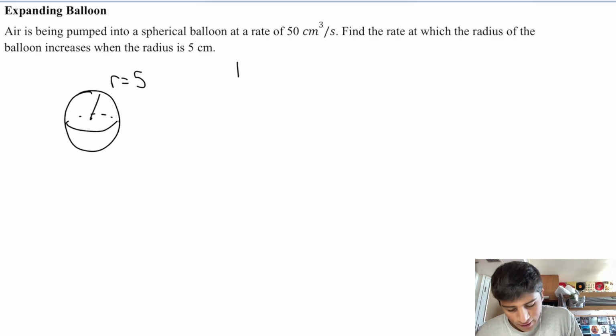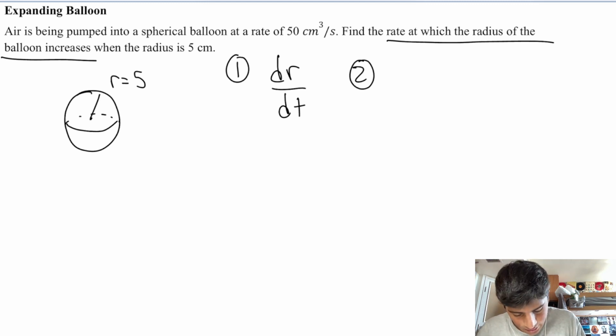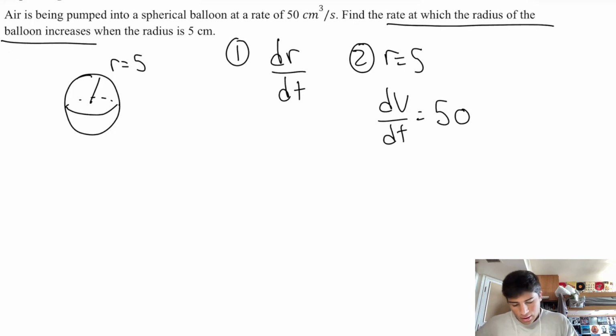But let's start with finding what we want to find, the rate at which the radius of the balloon increases. Rate of change of the radius over time, dr over dt. Now we can get to what we know, r equals 5, dV over dt equals 50. Centimeters cubed is volume, and seconds is time.